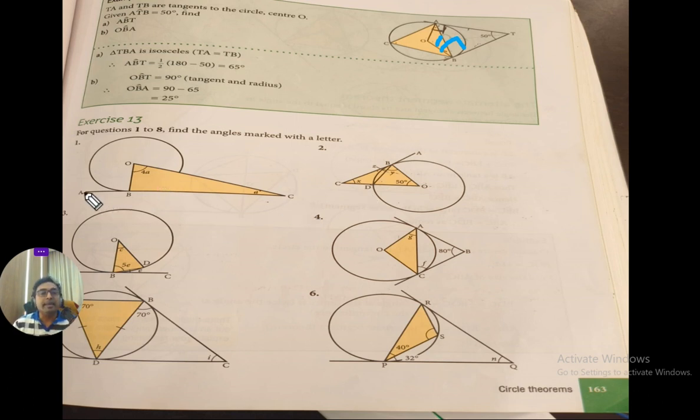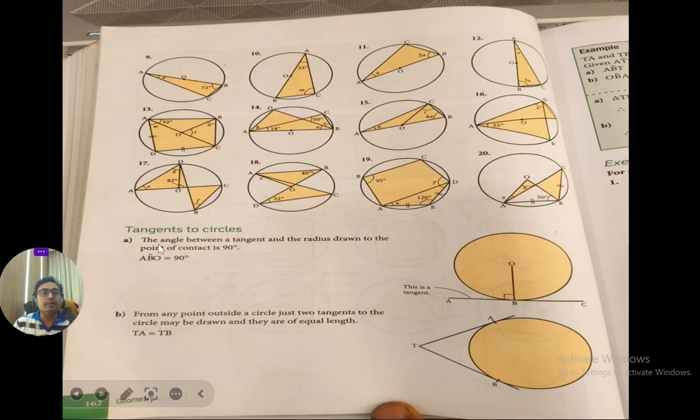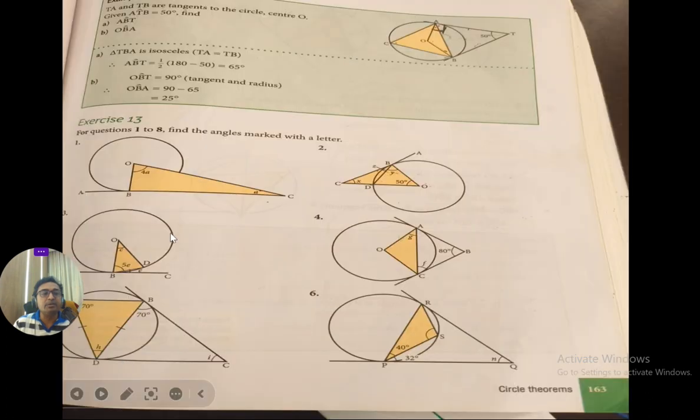Now, SE is a tangent, OB is the radius, and O to C is a straight line. This is A and this is 4A. What about angle OBC? Is it 90 degree? Is it 90 degree? If so, why? We'll go to the theorem part. Angle between the tangent and the radius drawn to the point of contact is 90 degree. So this is 90 degree.